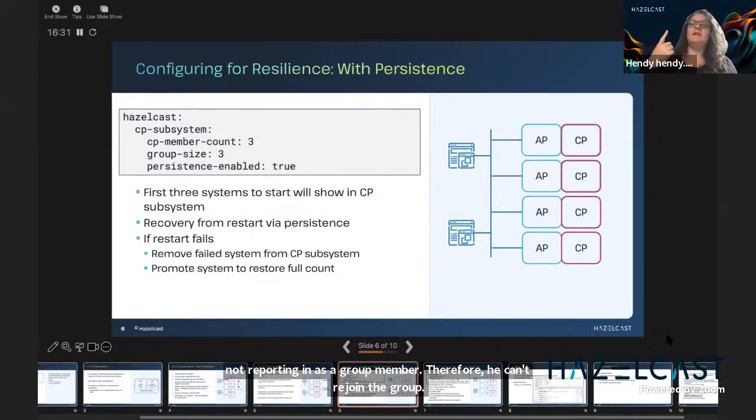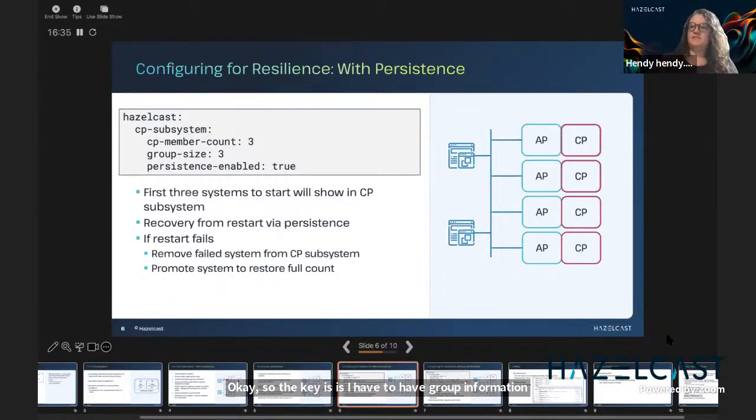Okay, so the key is I have to have group information in memory. If persistence is configured, I can pull that from disk, put it into memory, and it's as if the network was partitioned. I'm going to rejoin my group. If it's not in memory and I rejoin the CP subsystem, I can't automatically rejoin the group. I can manually, if an administrator goes in, removes the failed system, and then adds it back in to be available as a group member. And again, I'm going to show you how to do this.